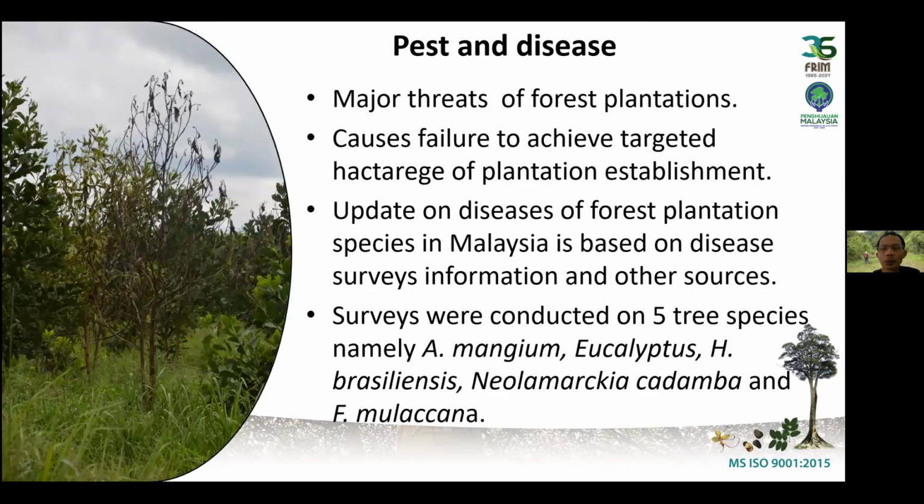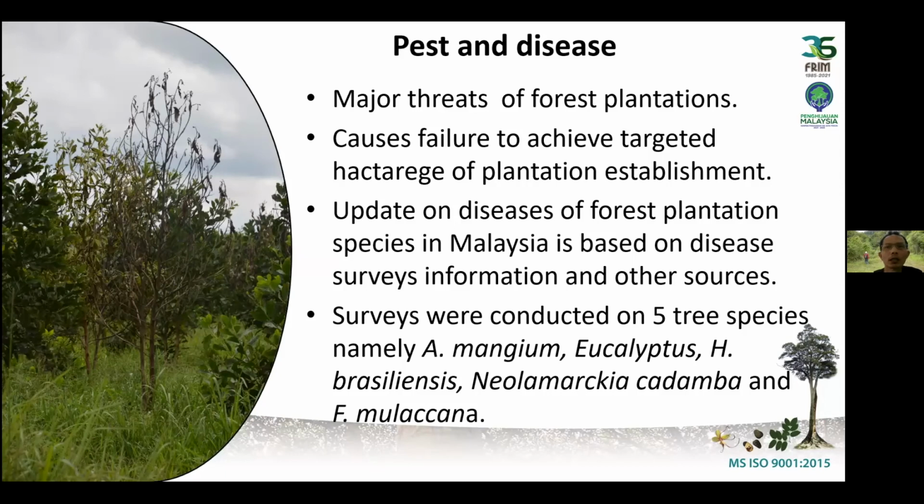Pests and diseases are a major threat to forest plantations worldwide, including Malaysia. They cause failure to achieve the targeted hectarage of forest plantation establishment. So in this presentation, I would like to give an update on diseases of forest plantations. This information is based on surveys that we have conducted from 2019 until present, and other resources too. The surveys covered five tree species: Acacia mangium, Eucalyptus, Hevea brasiliensis, Neolamarckia cadamba, and Falcataria moluccana. I will highlight only the diseases that have the potential to cause serious disruption to forest plantations.